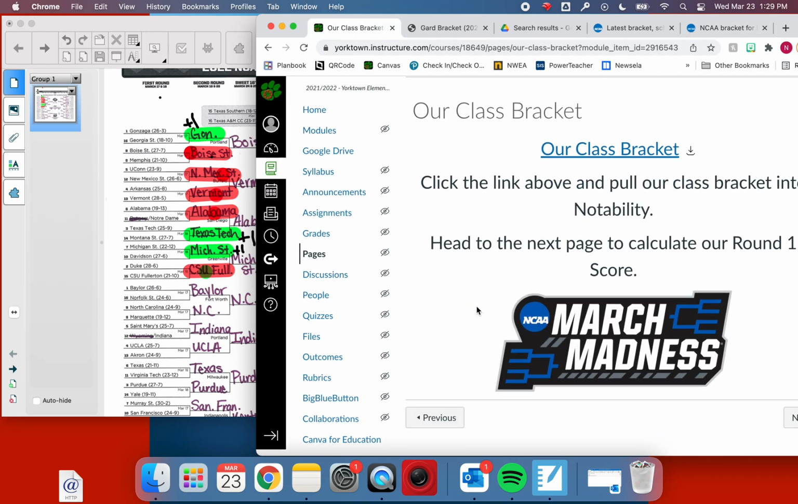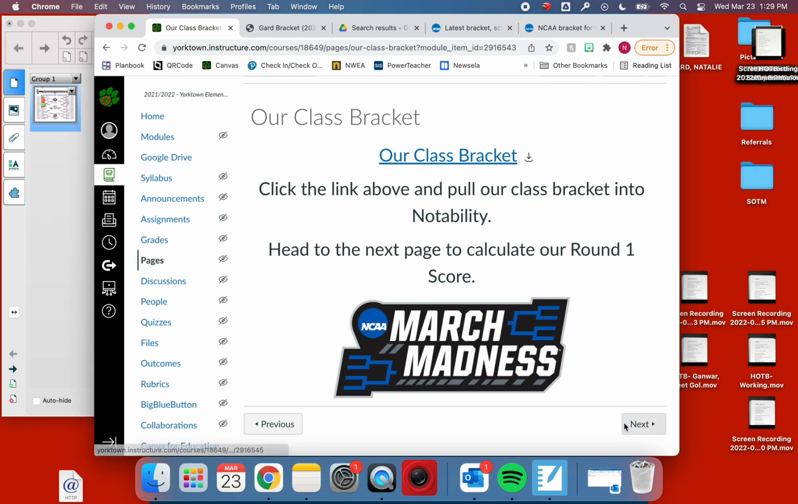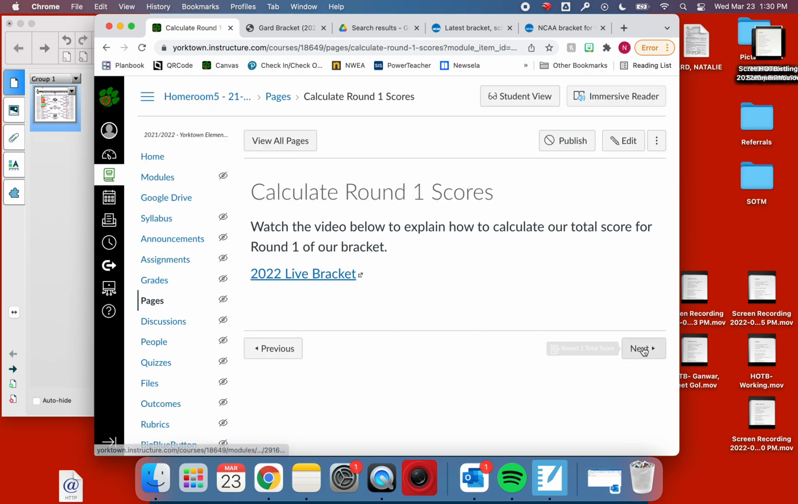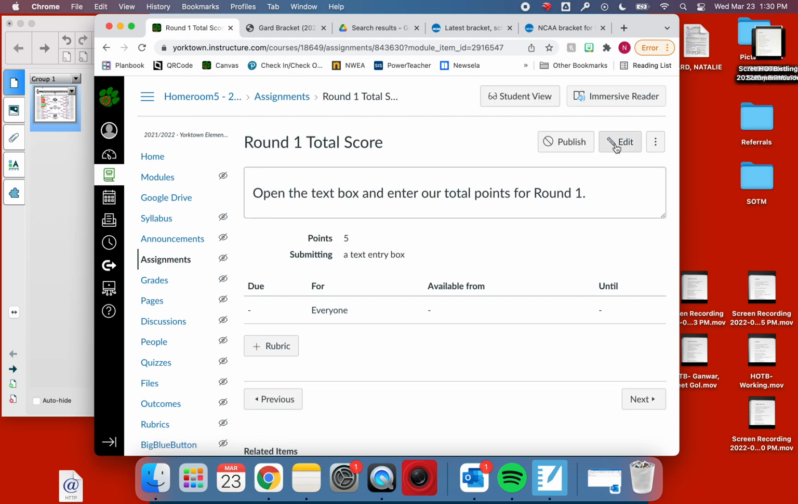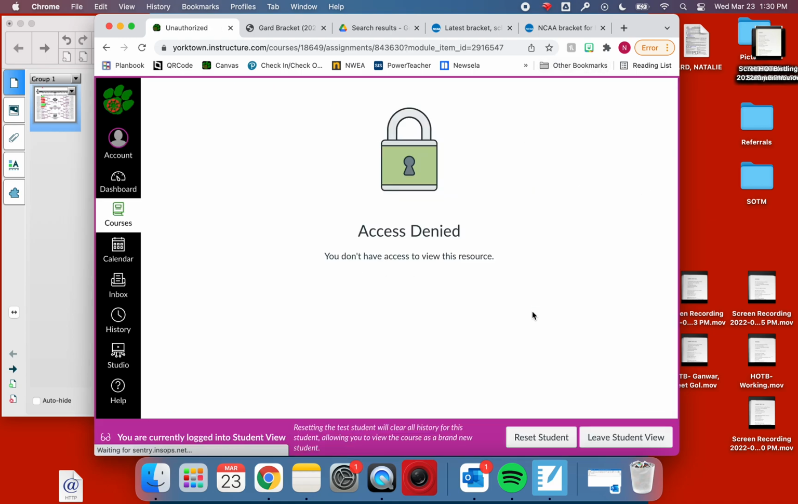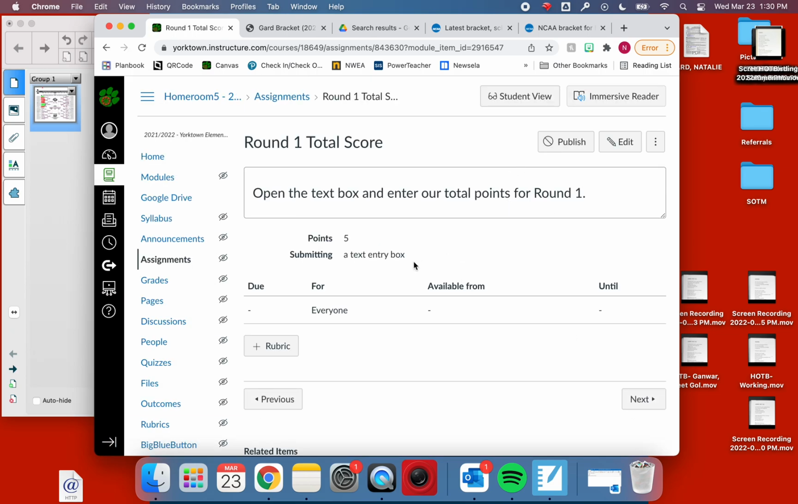Then once you come back to our module, I'm going to move our bracket out of the way really quick. You're going to go on to the next page. This is where you're going to see my video that we're working on right now. And then let me do student view so you guys can see really quick. Oh, well, it's because I don't have it published yet. That would probably help. So anyway, you'll go to this page, you'll click start assignment, and it'll bring up a text box. You're going to enter how many points we got for round 1. That's as far as we're going today. We're going to talk about what we're going to do next because we're not done with round 1 yet. We're going to do some fractions and decimals and percents that go along with our round 1 total score. That's all I want you doing for today, just finding our round 1 total score.